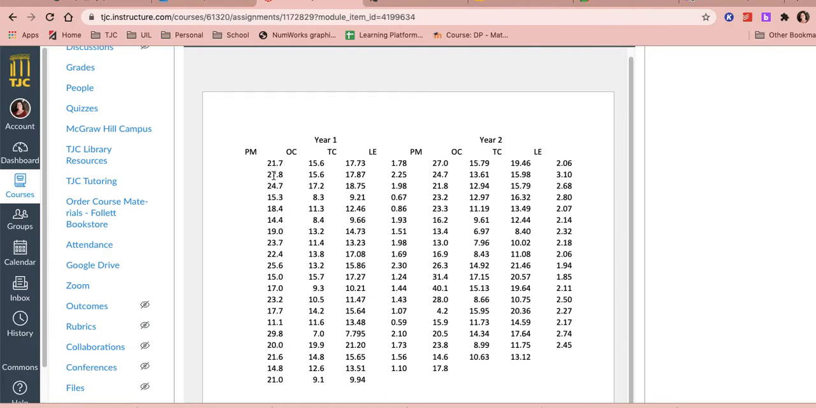You're going to take this data, just that first column, and you're going to find the mean and the standard deviation for the sample data for PM, find the confidence interval, I believe it's set at a 95% confidence level, and then decide if it's lower than the baseline level. Do the same thing for the OC, do the same thing for TC, and do the same thing for LE.